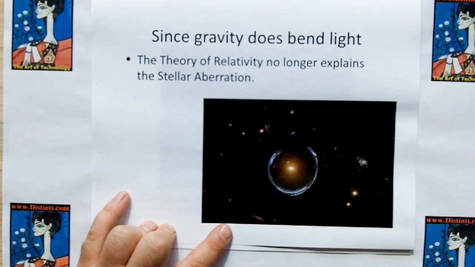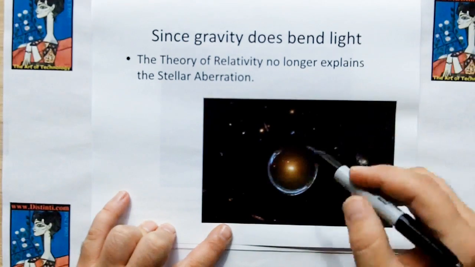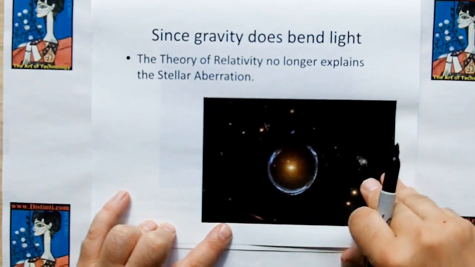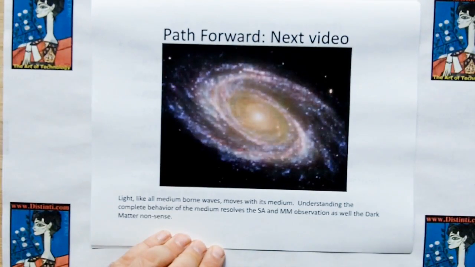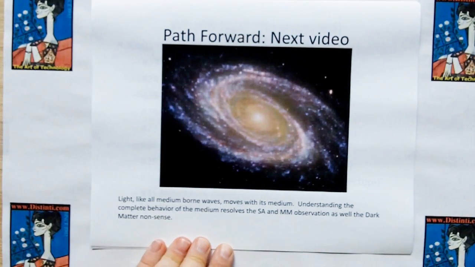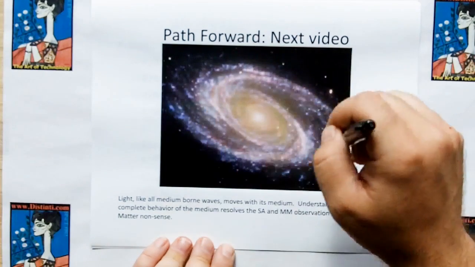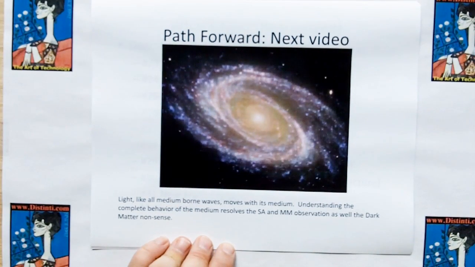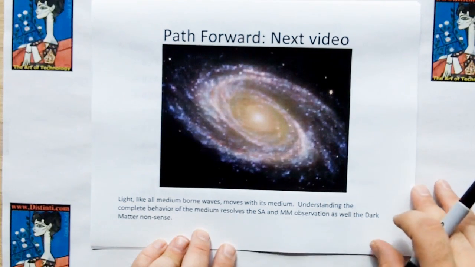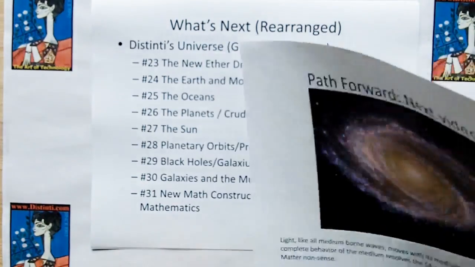But regardless of whether you believe in relativity or in ether or whatnot, gravity does bend light, because we have observations that say it does. So we have to account for stellar aberration and Michelson-Morley in a different way that accounts for all of the effects that bend light. And what I'm going to show you in the next video is an ether whirlpool effect, which fixes a lot of other problems, including dark matter. And like all medium-borne waves, all medium waves move with their medium. We have to understand the complete behavior of the medium to resolve the stellar aberration and Michelson-Morley, as well as the dark matter nonsense. So what's next?